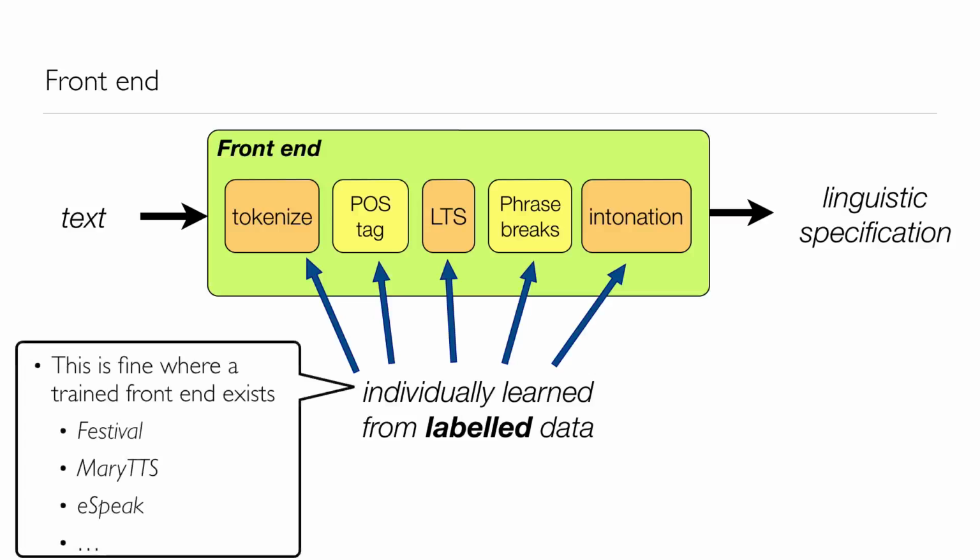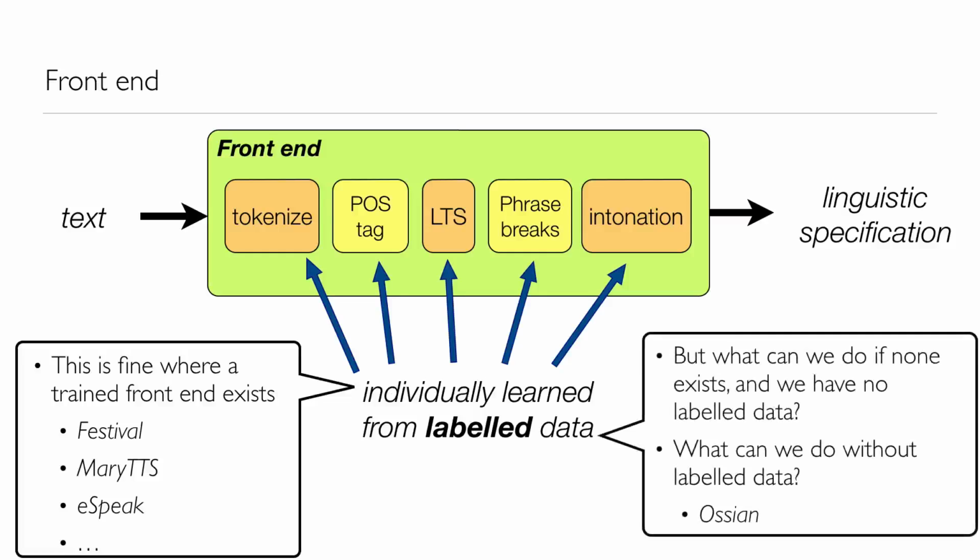I mean, if you have a front end for your target language, that's fine. So if you're working in a language that has a front end implemented in Festival or Mary TTS or eSpeak or any number of other open source systems, that's fine. But what do you do when your language hasn't been tackled before? So what can we do just with some text and speech data? What can we do without all the labeling?